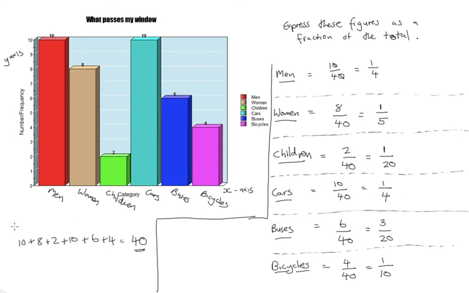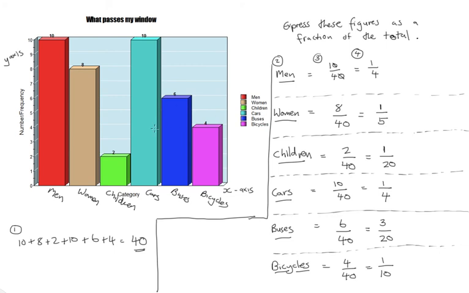So step 1, you add up the total number of things that passed by your window, or the total number of things that you counted. Step 2 is you write down your categories like this. Step 3 is you write down the number of Ford cars, the number of red doors, the number of dogs over the total. And then step 4, you simplify it.